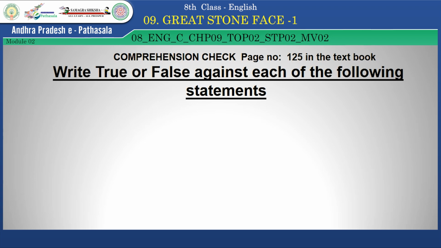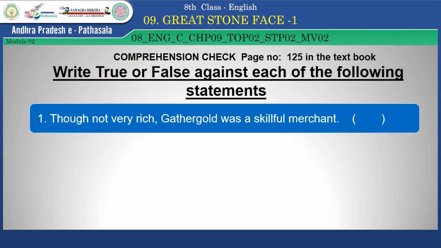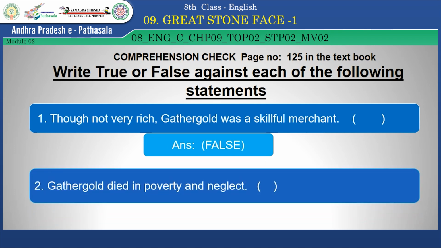Comprehension check, page number 125 in the textbook. Write true or false against each of the following statements. 1. Though not very rich, Gathergold was a skillful merchant. Answer. False. Number 2. Gathergold died in poverty and neglect. Answer. It's true. Now, let us move to the next part of the story.